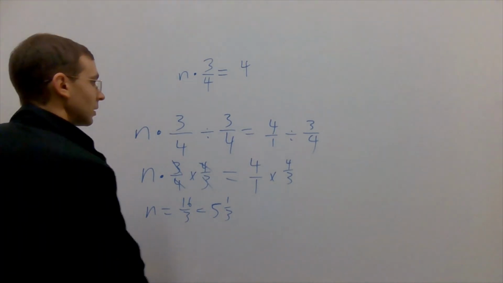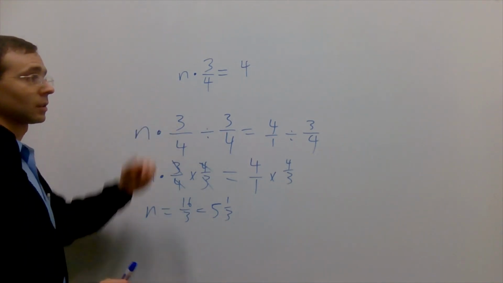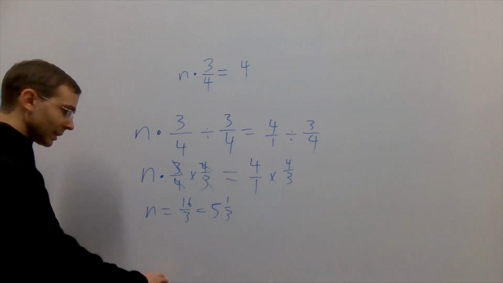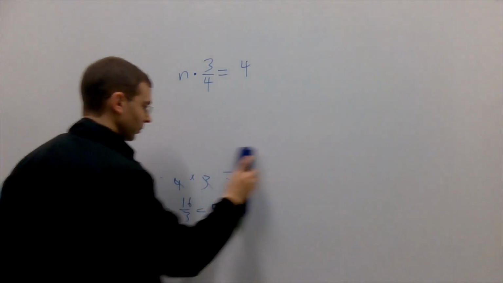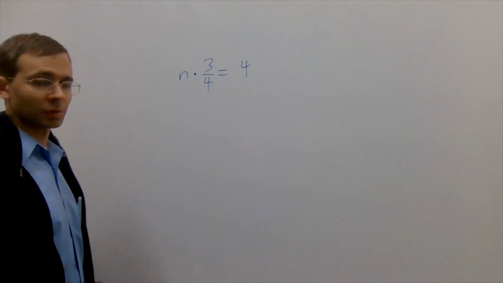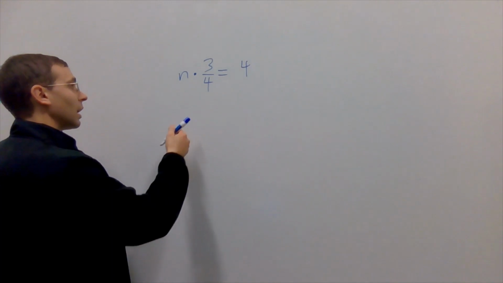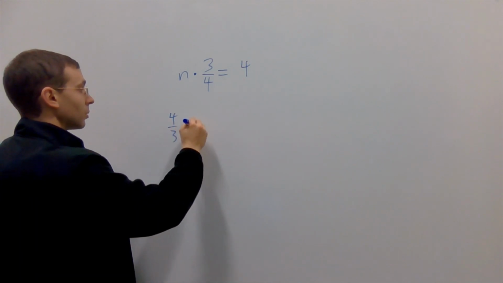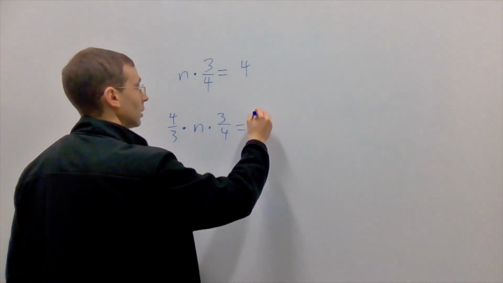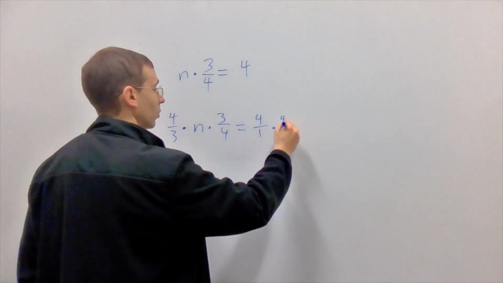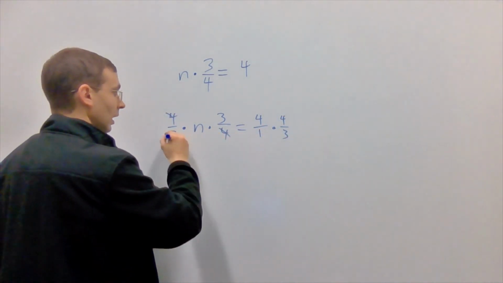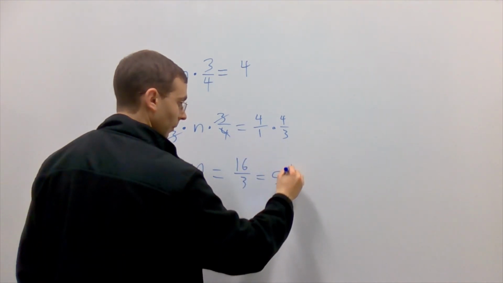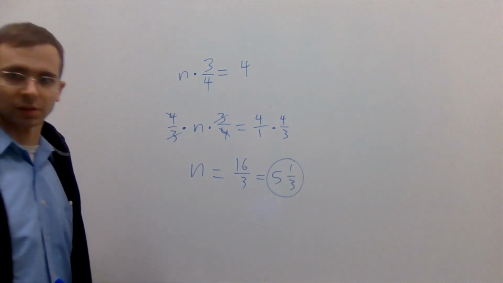Or, similarly, I could have at the beginning simply multiplied both sides by the reciprocal of 3/4. I'm going to erase this and do it that way now. Since multiplying by the reciprocal is dividing by the fraction, we can do this fairly simply. So 4/3 times n times 3/4 equals 4/1 times 4/3. And as you see, that saves us a step, if you will. And there we have the same answer.